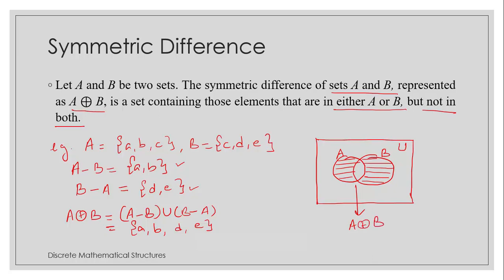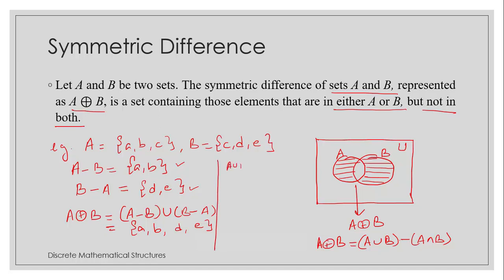Now from here you can see that we can also write the symmetric difference of A and B as A union B minus A intersection B. We have seen in this lecture at the beginning that this complete area will form A union B. Now when we subtract this intersection from the union, we will get the symmetric difference of A and B. Here also we can see that.